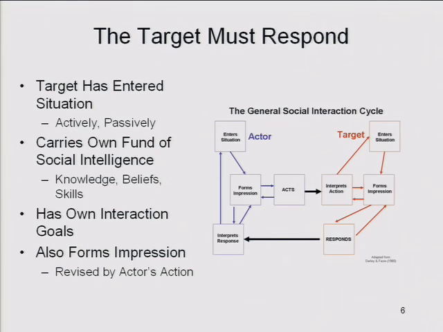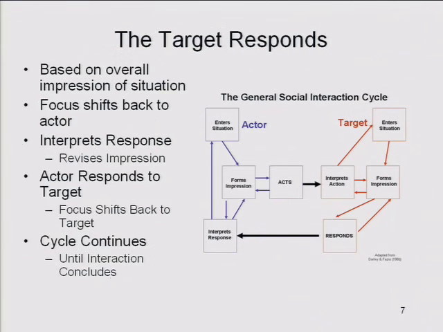We're thinking all the time about what's going on. We're trying to figure out all the time what's going on, and we may figure it out wrong, right? It doesn't matter from the point of view of this analysis. If you get the impression wrong, you're still going to act. His response now is going to be based on his overall impression of the situation. So he does that, okay? So the target responds based on his overall impression of the situation. And now what happens is the focus shifts back to the actor, okay?